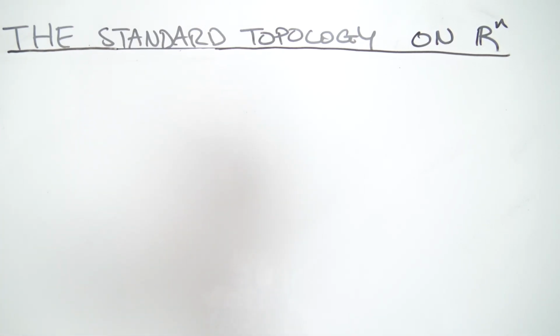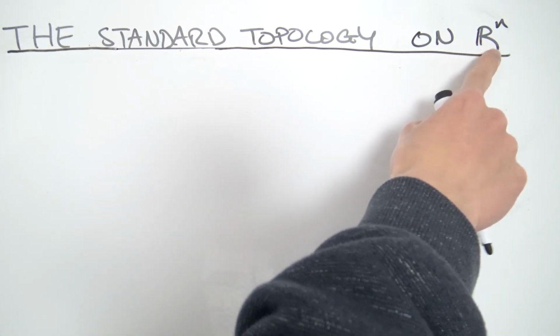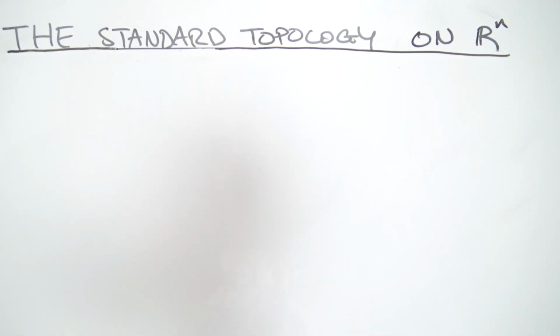Greetings everybody, so in the previous video we introduced topological spaces, and in today's video we're going to be taking a look at a very important example, which is the so-called standard topology on Rn, which is a set we use all the time, so it's quite important.